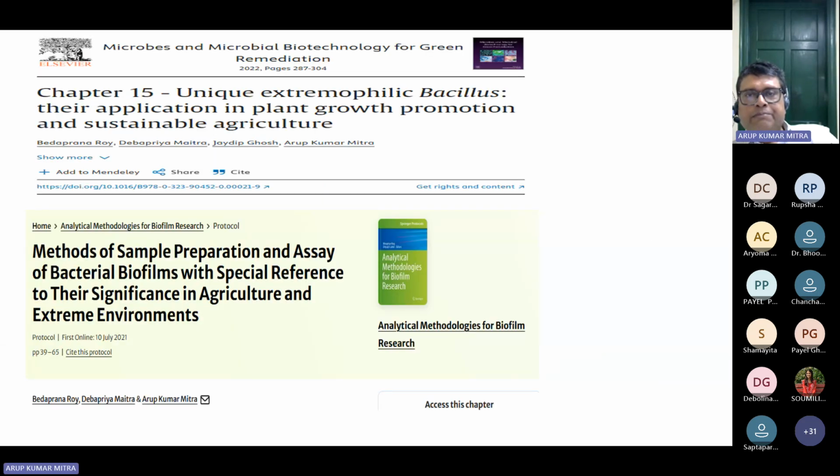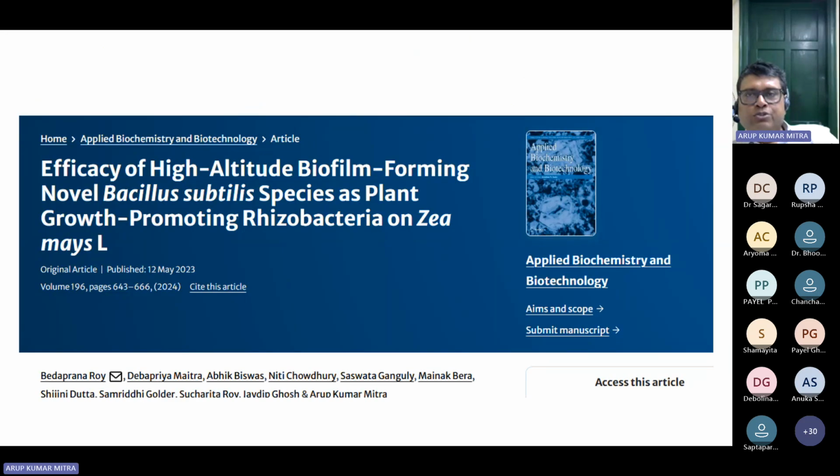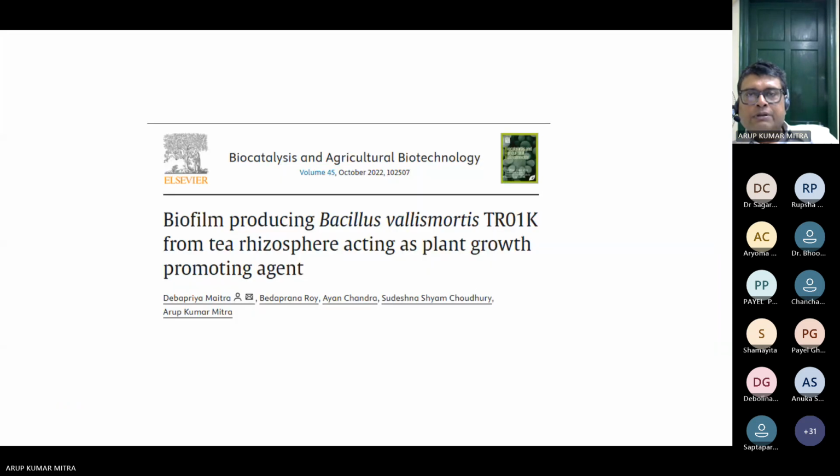Now, this resulted in some papers and book chapters. So this was one of them from an Elsevier book, Unique Extremophilic Bacillus, their application in plant growth promotion and sustainable agriculture. This is another one, high altitude biofilm forming novel Bacillus subtilis, that we did this work in ZMAs, and this was published in Applied Biochemistry and Biotechnology. This was a paper. This is also another paper. We did the biofilm forming Bacillus valismotis, the T rhizosphere. This was another interesting bacteria that we obtained. I didn't show it here, but this was also a very unique one, which is growing in the T rhizosphere.